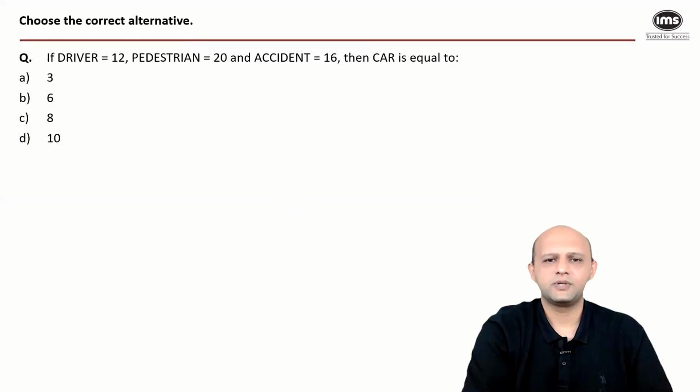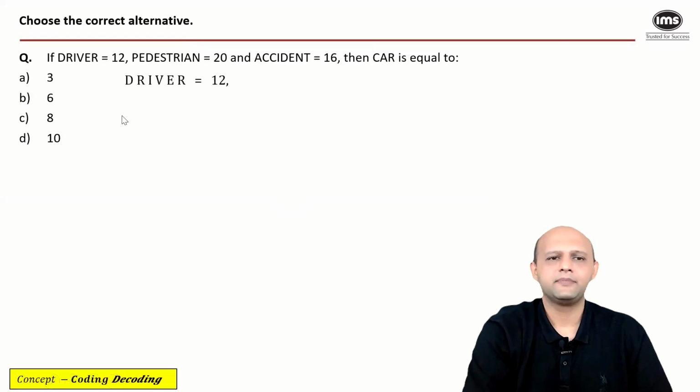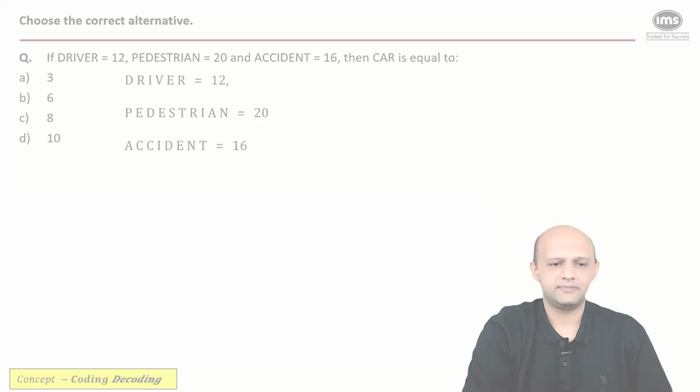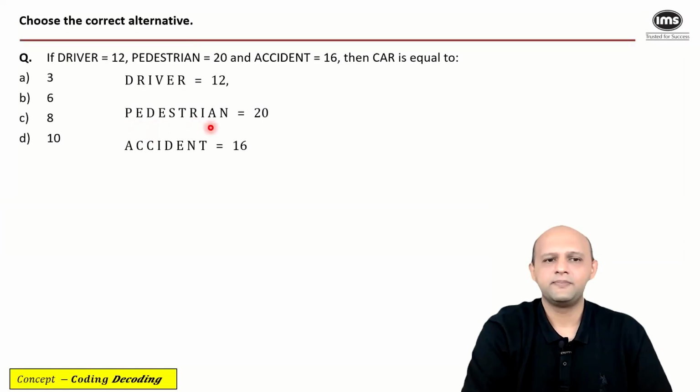This is evidently a question based on coding and decoding, right? The word driver is coded as 12, pedestrian is coded as 20, accident is coded as 16. What is it that you observe in common to all these words and their codes? Notice driver is a 6-letter word, coded as 12. Pedestrian is a 10-letter word. Accident is an 8-letter word.